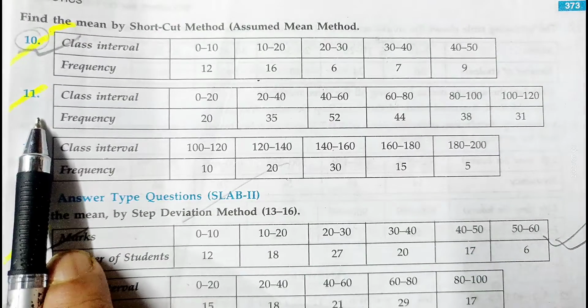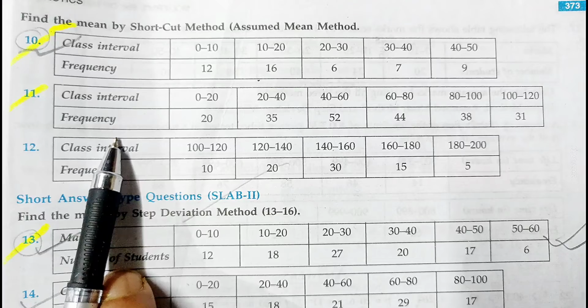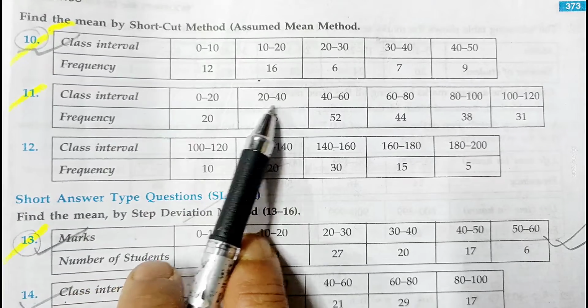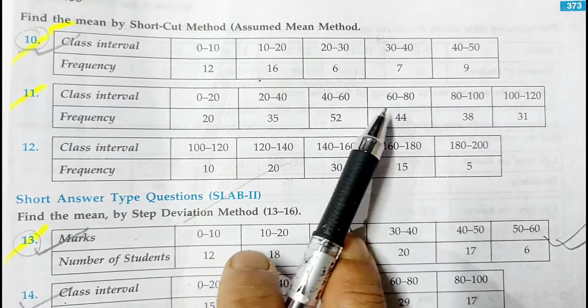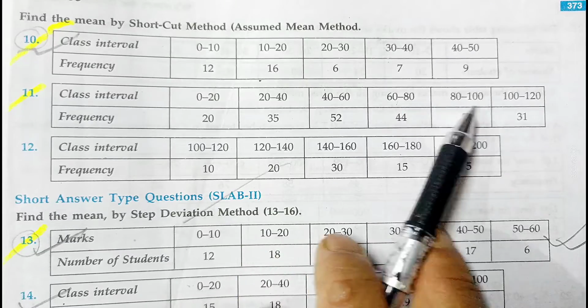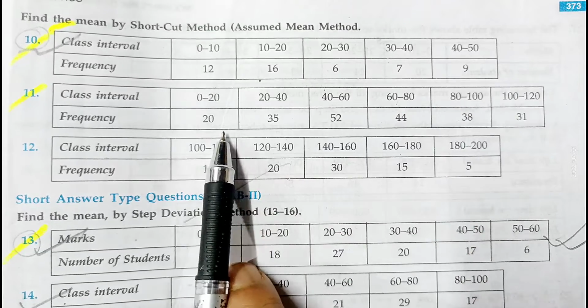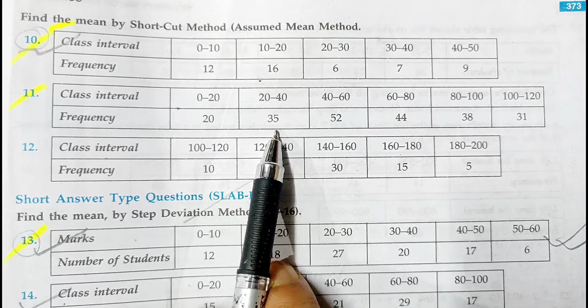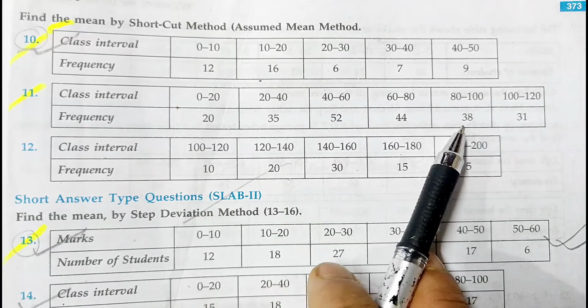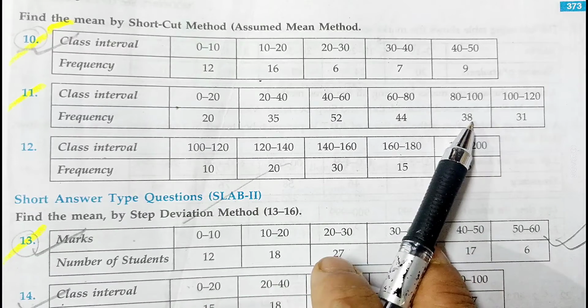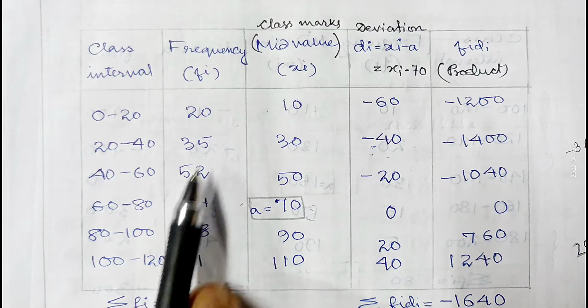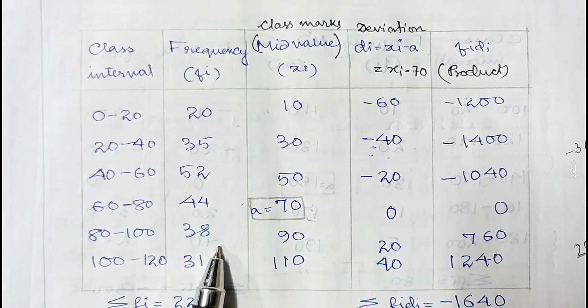In question number 11, it is given class interval and frequency: 0 to 20, 20 to 40, 40 to 60, 60 to 80, 80 to 100, 100 to 120, and corresponding frequencies are 20, 35, 52, 44, 38 and 31. Here also we have to calculate mean by shortcut method or assumed mean method. Class intervals and corresponding frequencies are given in the question.